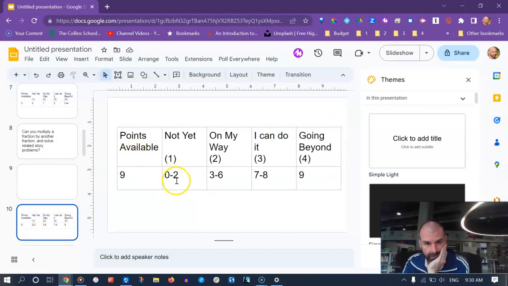0, 1, or 2 points, that's a 1, that's a not yet. 3 through 6 is an on my way, or a 2. Getting 7 or 8 points correct is an I can do it, and going beyond is 9 points.